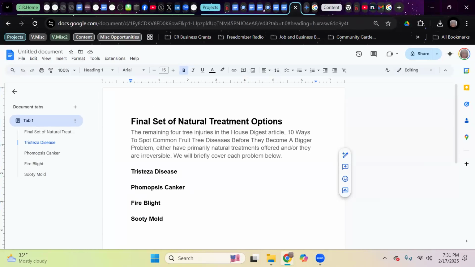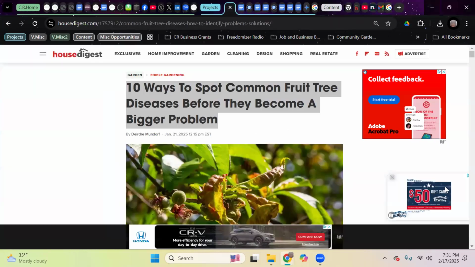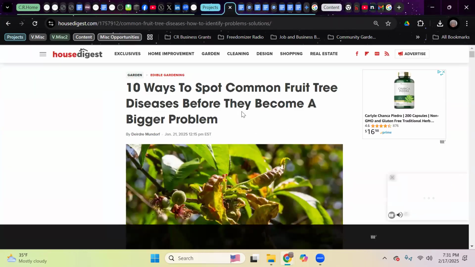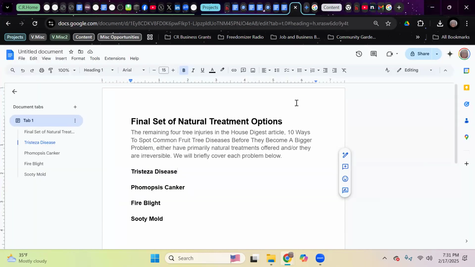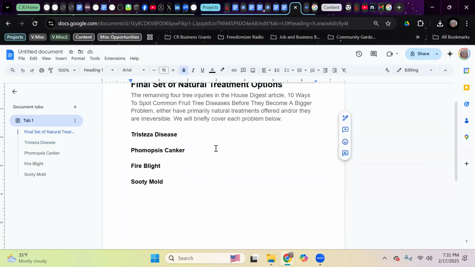First of all, we have the article that we've been going over in Collectively Rewilding. That is the 10 Ways to Spot Common Fruit Tree Diseases Before They Become a Bigger Problem by House Digest. As you can see, I'm getting the final article about that topic put together. There are 4 more issues they cover. These 3 could be considered diseases. The final, sooty mold, is not.